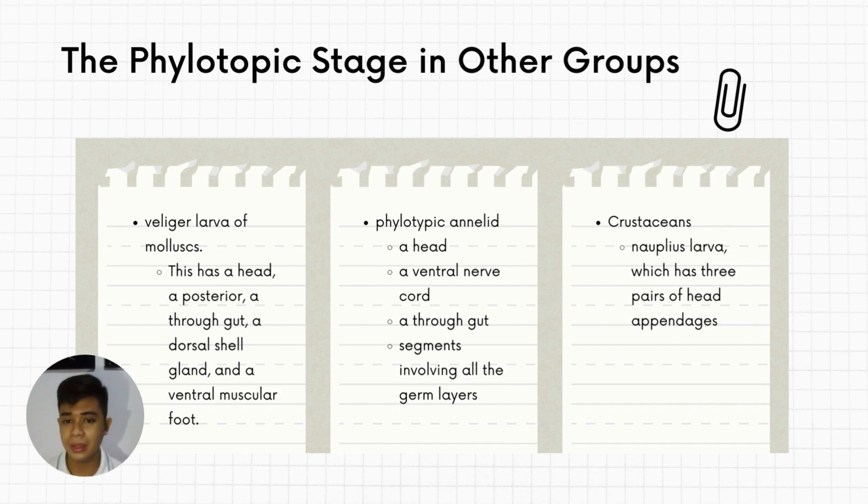Aside from that, a phylotypic annelid might be considered to be at a stage at which a certain number of segments have arisen and the organism has a head, a ventral nerve cord, a through gut, and segments involving all the germ layers. Also, the nauplius larva, which has three pairs of head appendages, has been considered as a phylotypic stage for crustaceans. So the phylotypic stage, again, is the point in time in their development in which these structures can be found in the members of the said taxon or group.